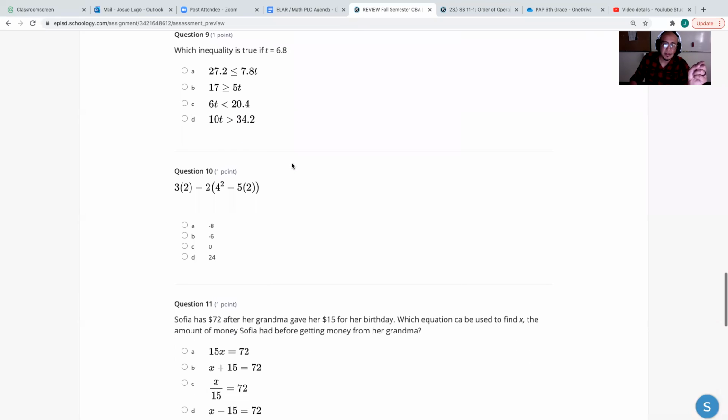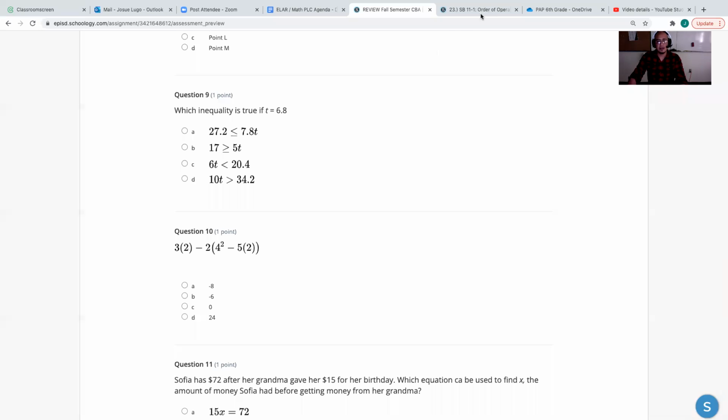Moving on to number 10. This one is simply an inequality, ladies and gentlemen. Not an inequality. This is an order of operations. Order of operations, which, when we do order of operations, again, like we did earlier, we have to remember PEMDAS.